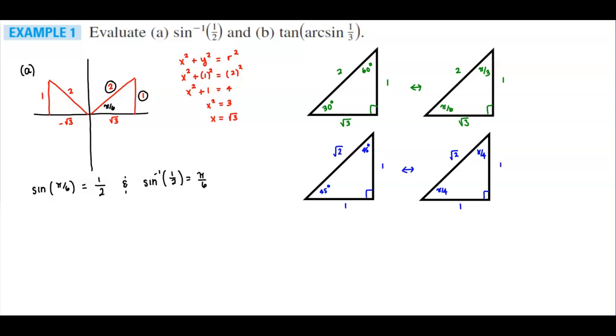And the reason that it's pi over 6 is because pi over 6 lies between negative pi over 2 and pi over 2. So it's really important to remember the restriction on the sine function. So that answers part A. Now let's take a look at part B.